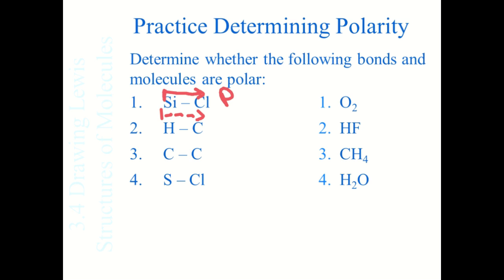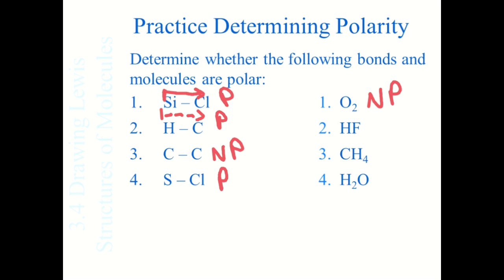But carbon, there's no pull, right? They have the exact same pull, so this ends up being non-polar. This one is slightly polar. This one is non-polar. Sulfur and chlorine: chlorine is more electronegative than sulfur, so it's polar. So what do you think is going to happen if I bond a molecule to itself? Polar or non-polar? Non-polar because nobody can win out, right? So it's non-polar.